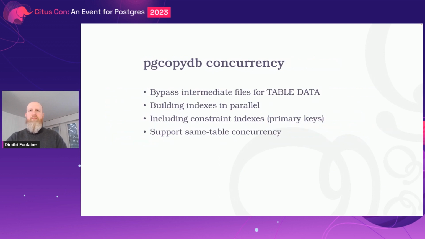About the concurrency in pgcopydb, what you can see is that we bypass intermediate files for table data, and yet we have some good level of concurrency to it. Internally, pgcopydb implements the copy protocol, and it receives buffers from the source database and sends them over to the target database, as simple as that. pgcopydb builds all the indexes in parallel, concurrently to one another, including the constraint indexes, like we said in the previous slide. And we also have support for same table concurrency.